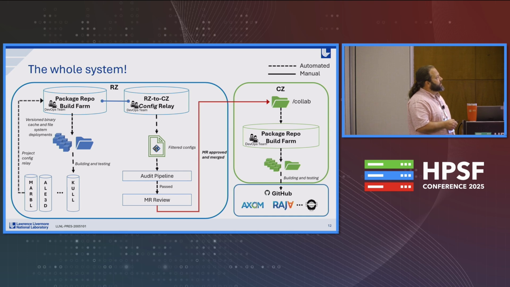This information then just gets relayed again. It goes into a filtered config. There's an audit pipeline to make sure it doesn't have access to anything in here or any source code repos, so that when it does eventually go to the CZ, we didn't accidentally move a project. It's then read by a person, and it's automated over to the CZ area. It's built again. The reason it's really important that it goes over to the CZ is that we have Axom, RAJA, Umpire. We have a bunch of open source projects, and these are needed over here.